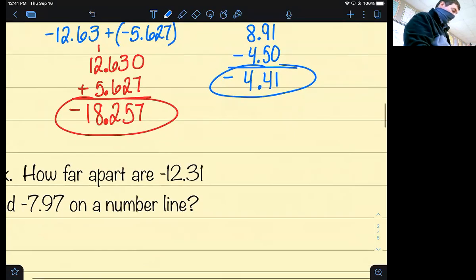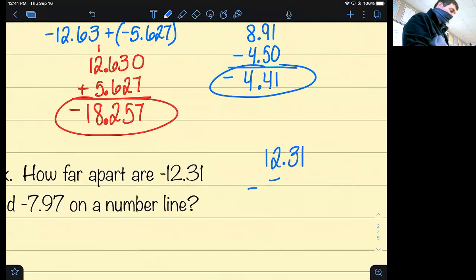I'm going to take my larger number, 12.31. Frank said we're going to subtract to figure out how far apart they are, 7.97.